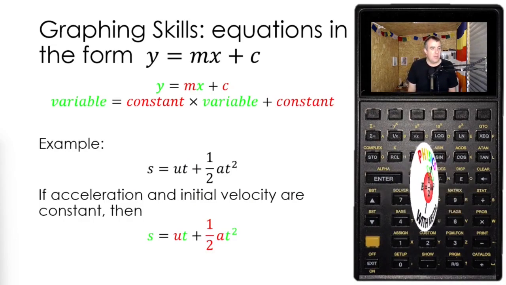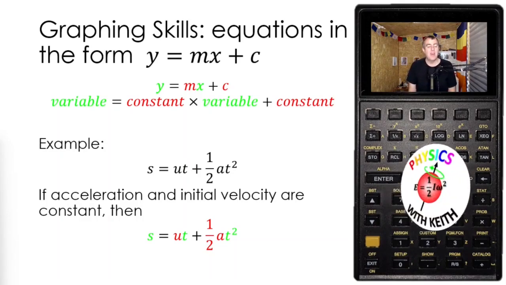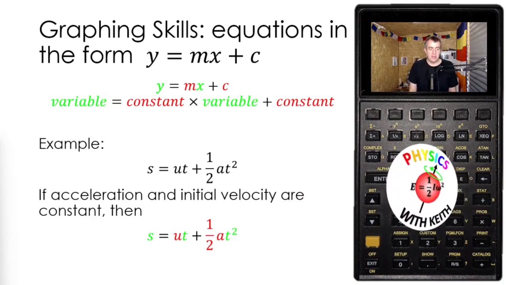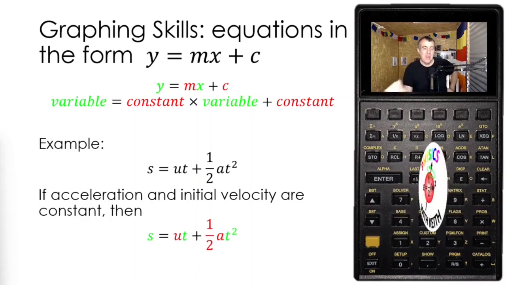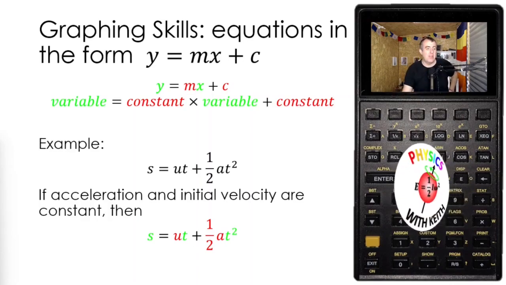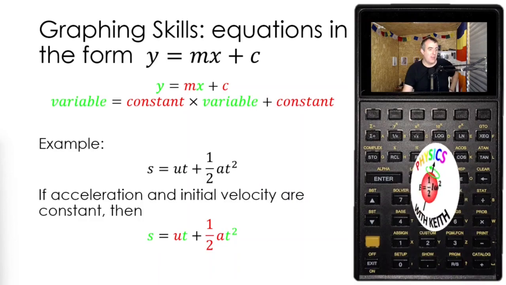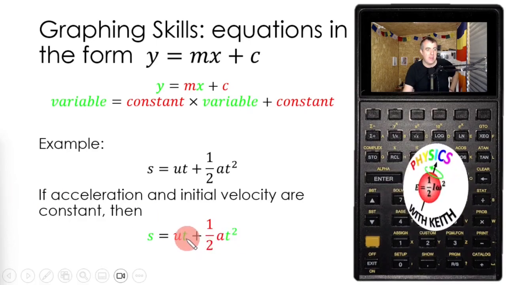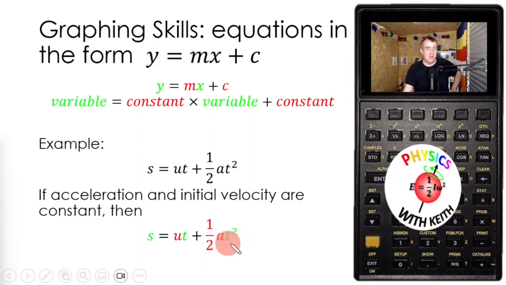Well, this is a bit more complicated now, because look, we've got variable equals constant times variable plus constant times variable, if acceleration and initial velocity are constant. That's a problem. It's in the wrong form. So we're going to have to divide through by one of these variables to get rid of this constant times variable quantity. Well, given that here the variable's t and here the variable's t squared, it makes more sense just to divide through by t.